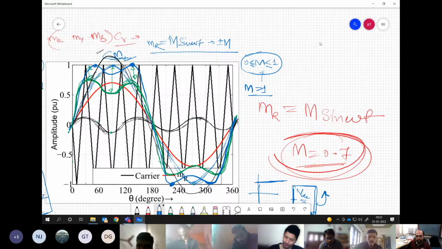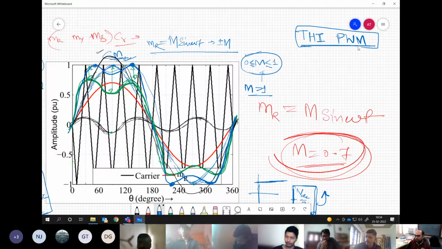just telling few methods what are there in terms of carrier based PWM. So this is called third harmonic injected PWM. This is not sine triangle PWM because your modulating signal is no more sinusoidal. It is having a different shape. So this is third harmonic injected PWM. And here we have the flexibility to take modulation index up to, I think, 1.15.